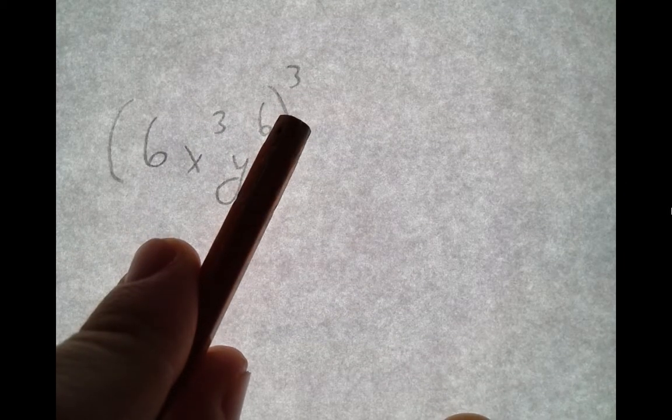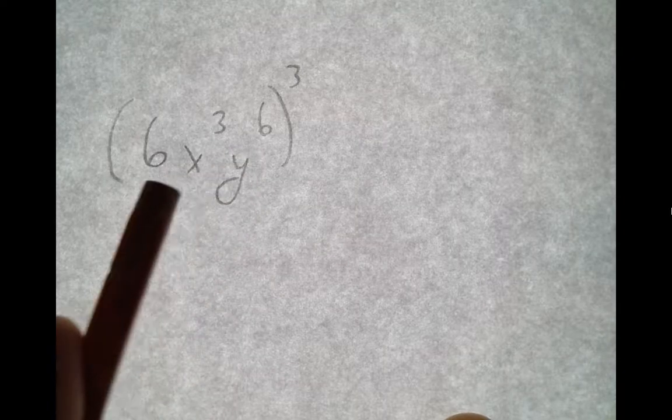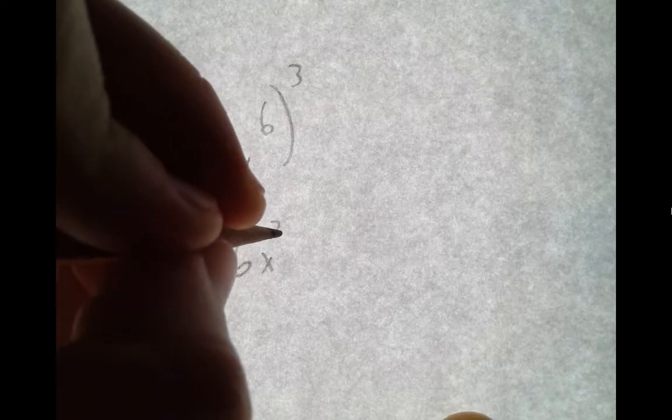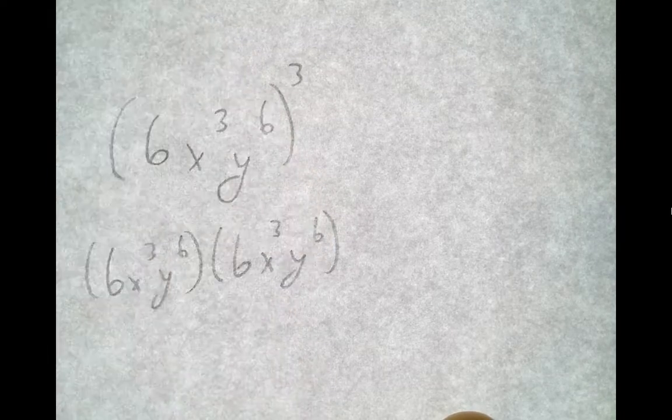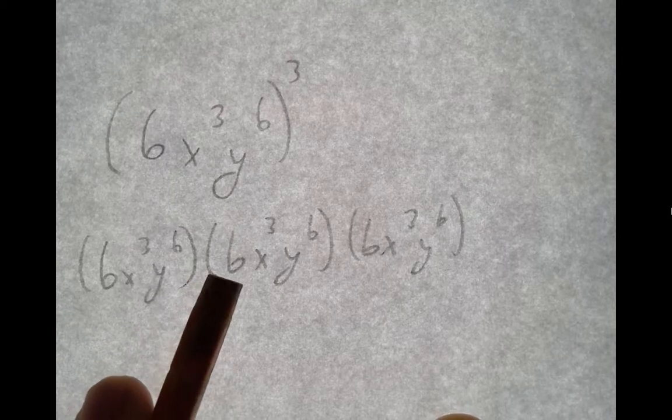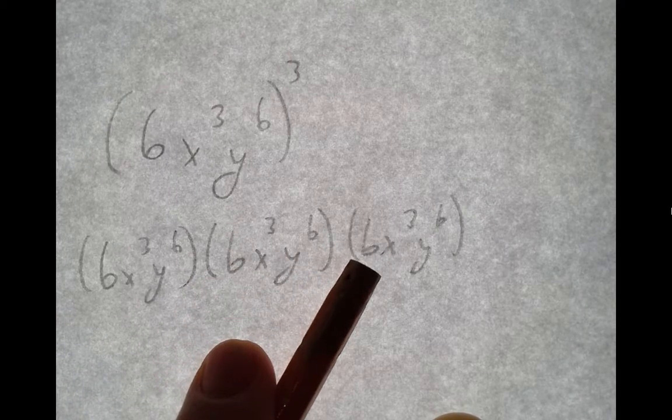There are tricks you can do with this cube out here, but I just like to rewrite everything in the parentheses that many times. So I'll get 6x cubed, y to the sixth, and I'll just do that 2 more times. 6x cubed, y to the sixth, and 1 more time, 6x cubed, y to the sixth. And then here I'm going to do 6 times 6 times 6.